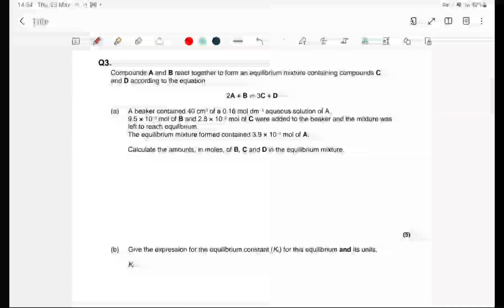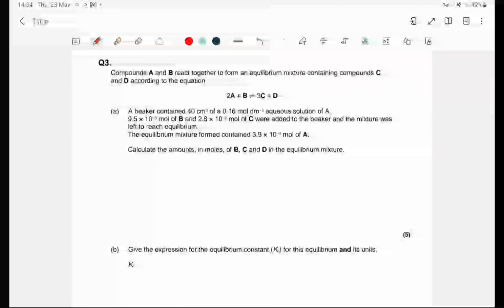Okay, so in question 3a, we are again looking at an equilibrium that's been created. We are given various pieces of information about our equilibrium. We're told the volume of the equilibrium, 40 centimeters cubed, and we're given the concentration of A to start off with. You're told the number of moles of B and C that were added, and then you're told how much A is found in the equilibrium mixture.